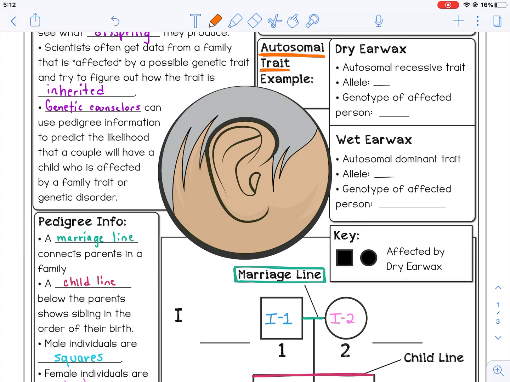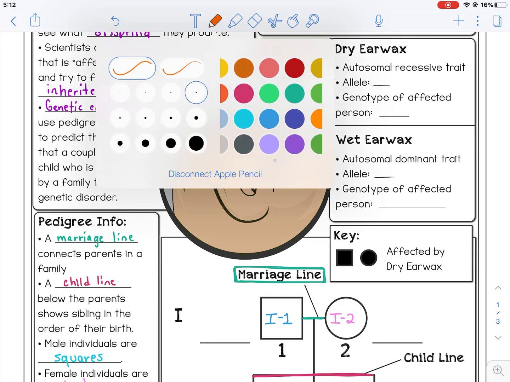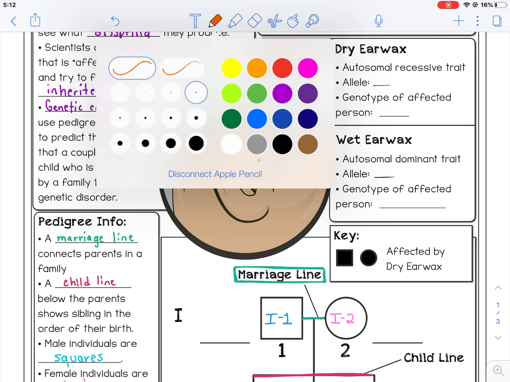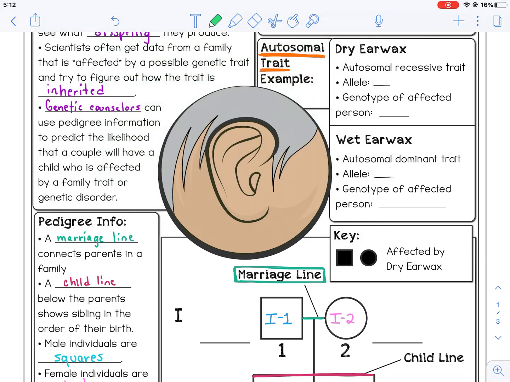Dry earwax. So there are 2 types of earwax. There's dry earwax and there's wet earwax. Okay? Dry earwax is autosomal recessive. Now remember, we use a lowercase letter to represent a recessive allele. So we're going to use a lowercase e. All right, I'm using E for earwax.